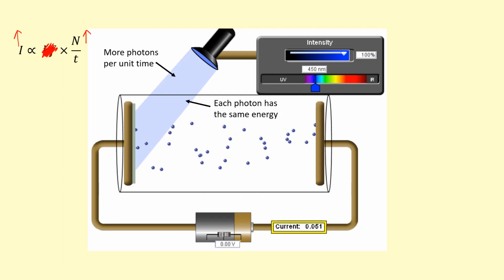So if there are more photons per unit time, there's going to be that one-to-one interaction with the electrons inside the metal. So we're going to have more electrons being emitted per unit time. And this is why the current goes up.